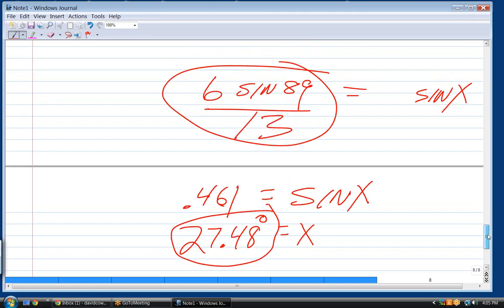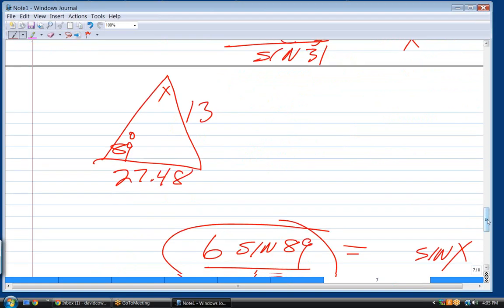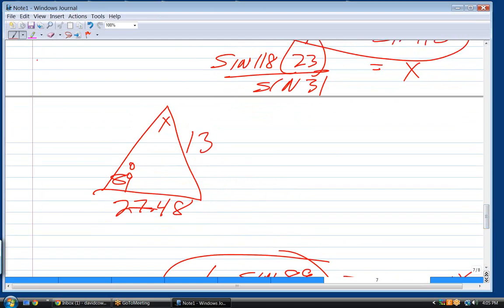Let's go back and look at our 27.48. Now let me put that in there. Does that answer look right? We're going for the angle, actually. Excuse me. What was this number again? 6. So this angle is 27.48. Does that make sense? Yeah, it does. Smaller angle versus smaller side, bigger angle versus bigger side.